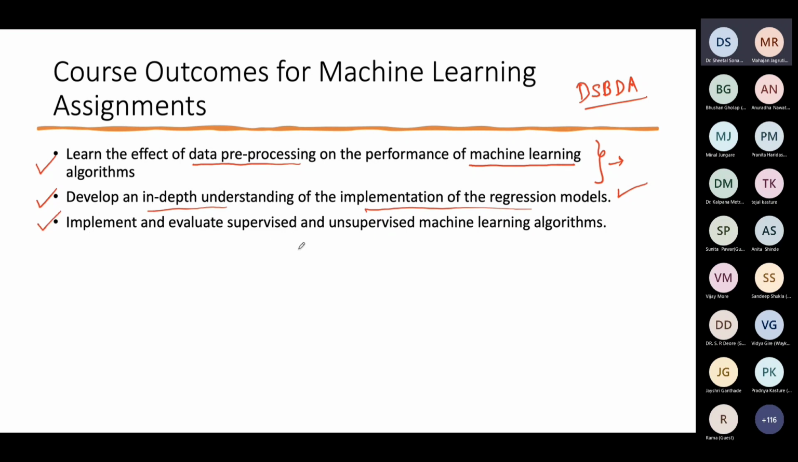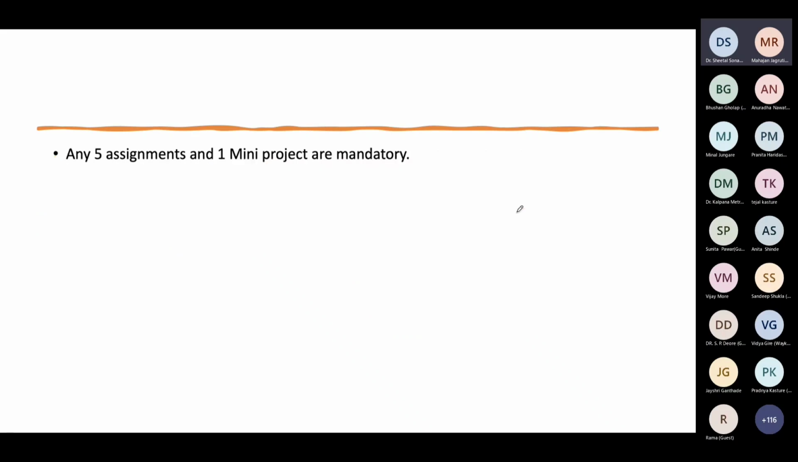And the third is implementation and evaluation of supervised and unsupervised machine learning methods, where they are supposed to build a classifier, develop a clustering algorithm as well as a neural network, a basic assignment, along with evaluation by using suitable metrics. So these are the course outcomes of the machine learning assignments which we are going to address by performing a number of assignments.